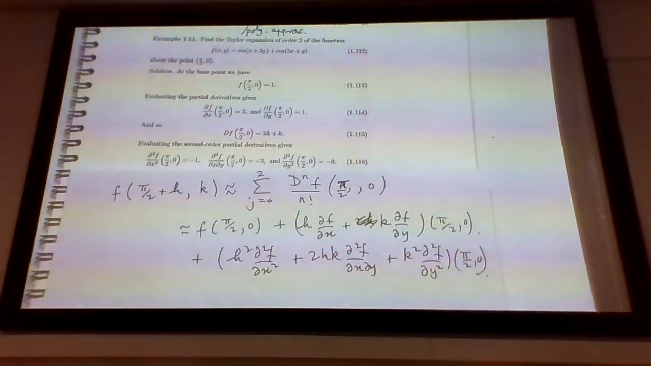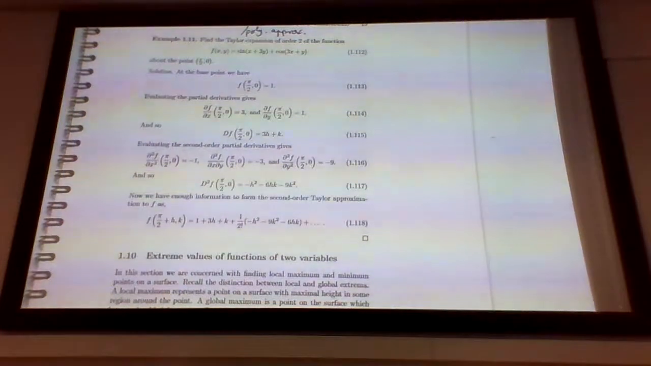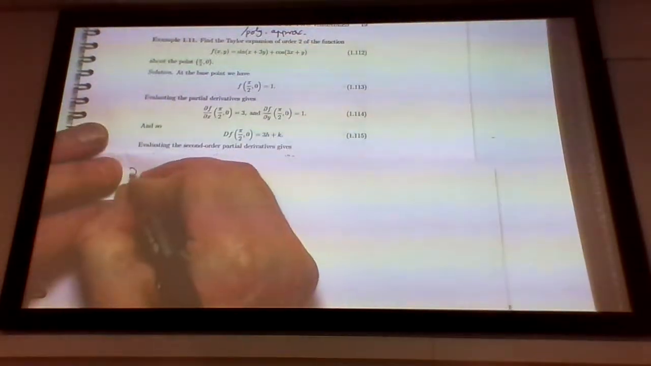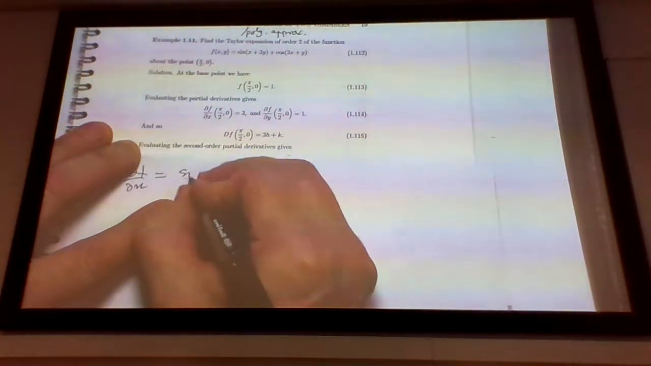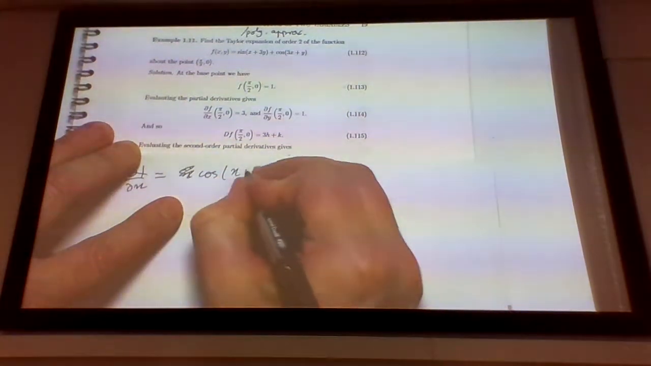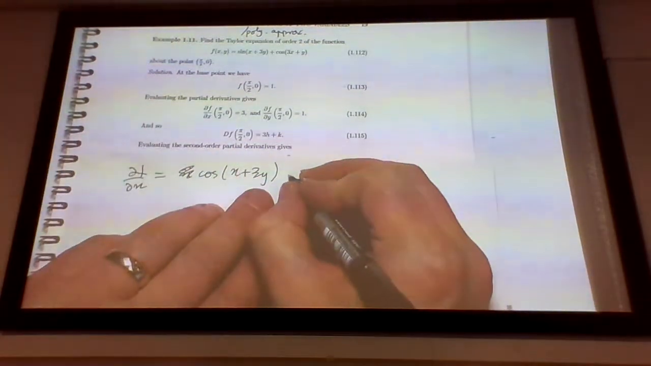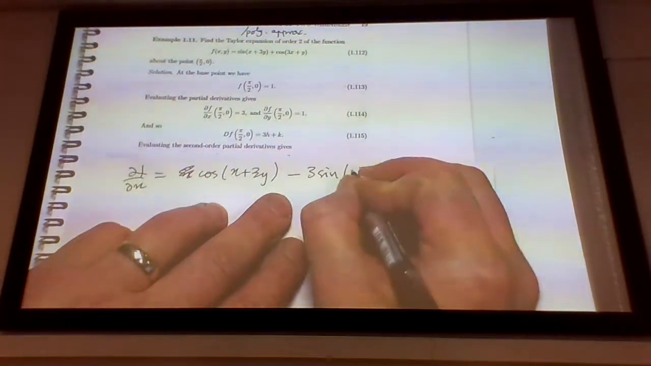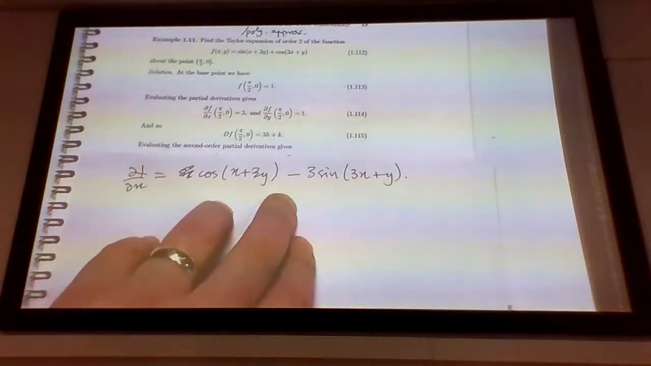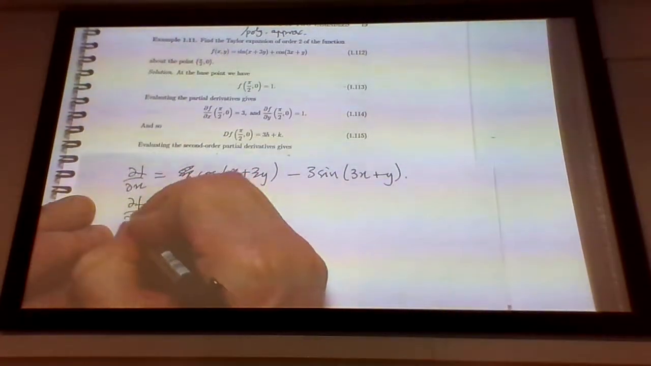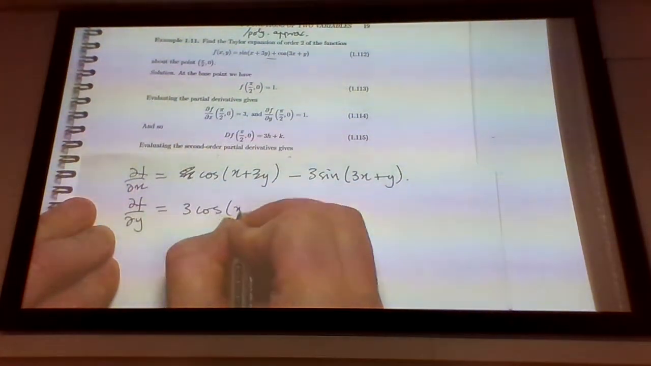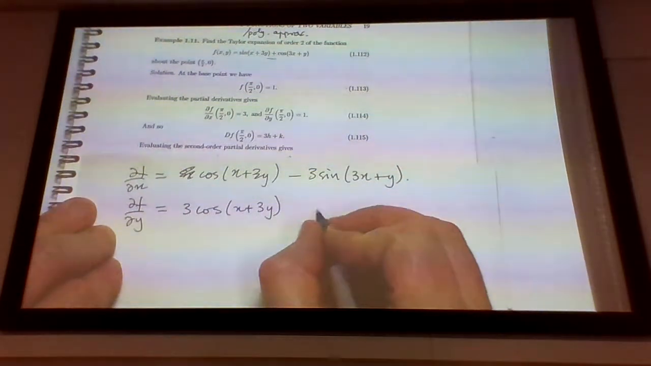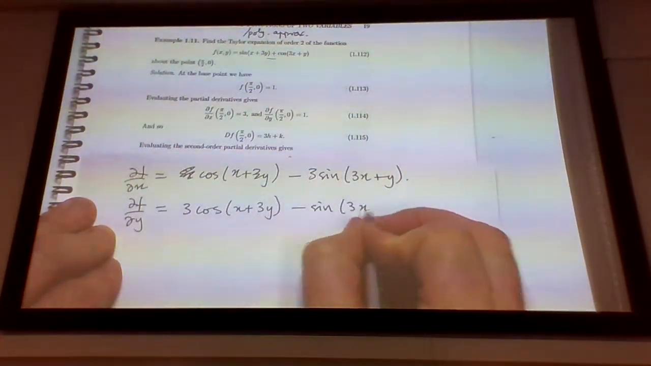Then you look at the first order partial derivatives. First order partial derivatives we could work out as well to add in there. So df dx, of course, is going to be cosine of x plus 3y minus 3 times the sine of 3x plus y. That's the x derivative, and of course for the y derivative, you're differentiating the original f with respect to y. So this time you get 3 times the cosine of x plus 3y minus the sine of 3x plus y.